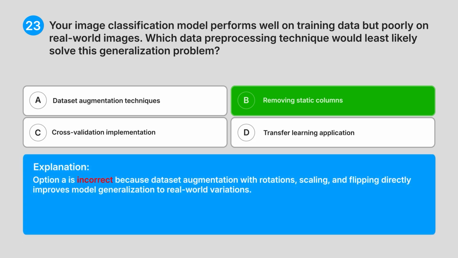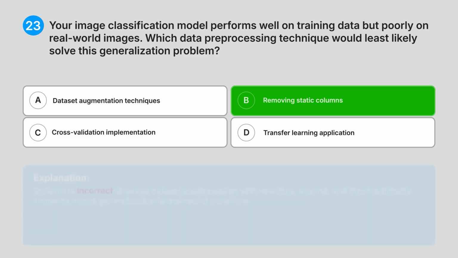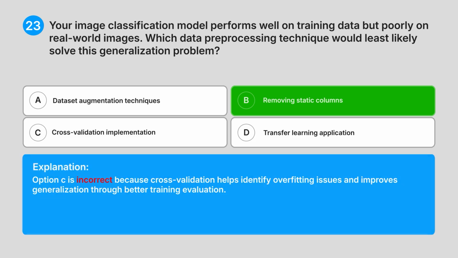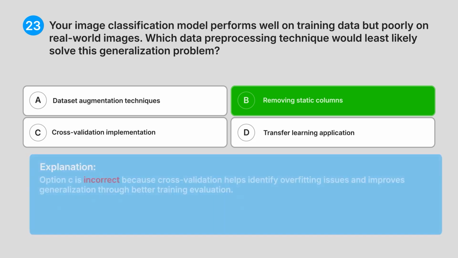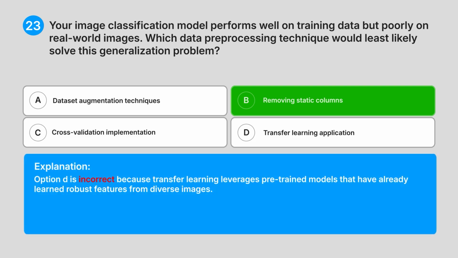Option A is incorrect because dataset augmentation with rotations, scaling, and flipping directly improves model generalization to real-world variations. Option C is incorrect because cross-validation helps identify overfitting issues and improves generalization through better training evaluation. Option D is incorrect because transfer learning leverages pre-trained models that have already learned robust features from diverse images.